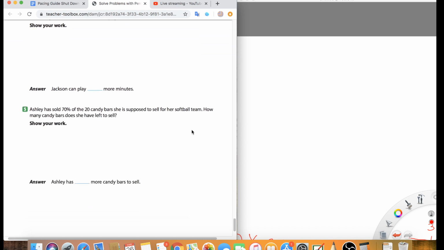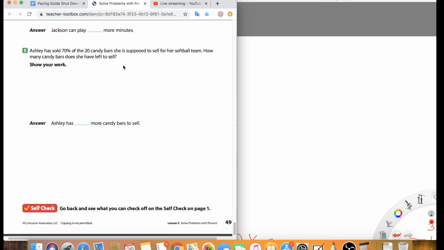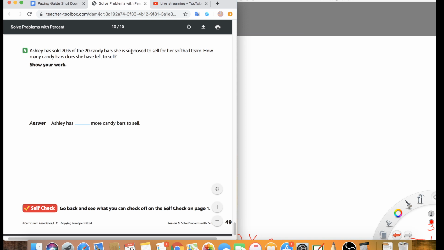Now, for question number 5, it says Ashley has sold 70% of the 20 candy bars she is supposed to sell for her softball team. So she needs to sell 20 candy bars, but she already sold 70%. How many candy bars does she have left to sell? So we first have to find out how many she sold, which is 70%, and then subtract that from 20, and that'll tell us how many she has left to sell.